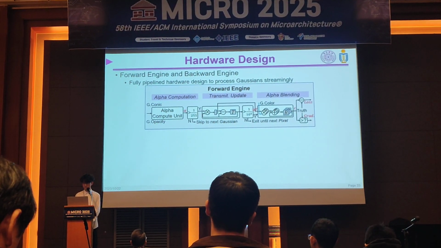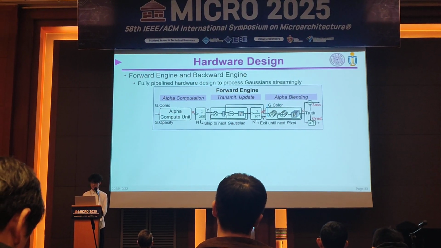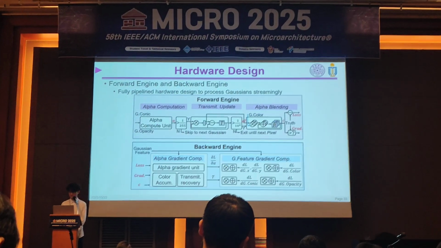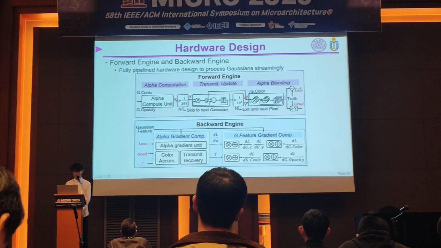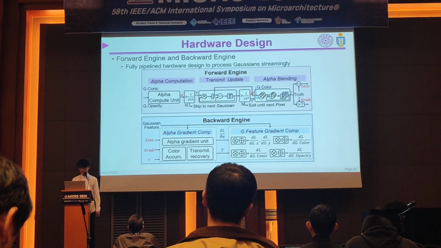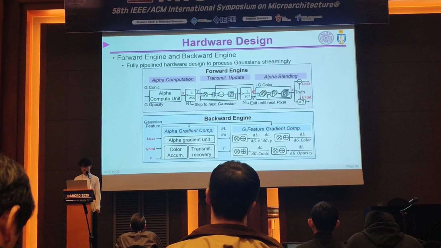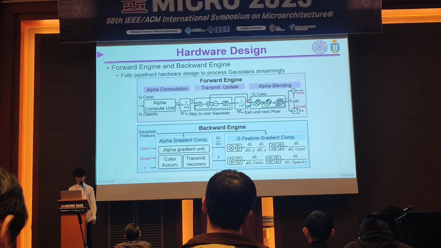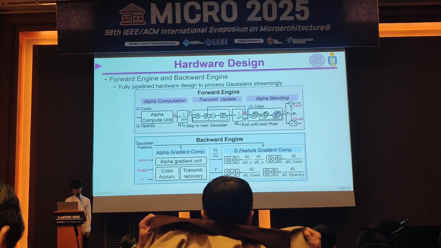This stream design can achieve high throughput for the rendering calculation. Similarly, the backward engine is also a big pipeline that processes Gaussian gradients in the reverse order of the forward pass. It contains units to calculate the gradients of alpha, color, and other Gaussian features, ensuring just as efficient as the forward pass.